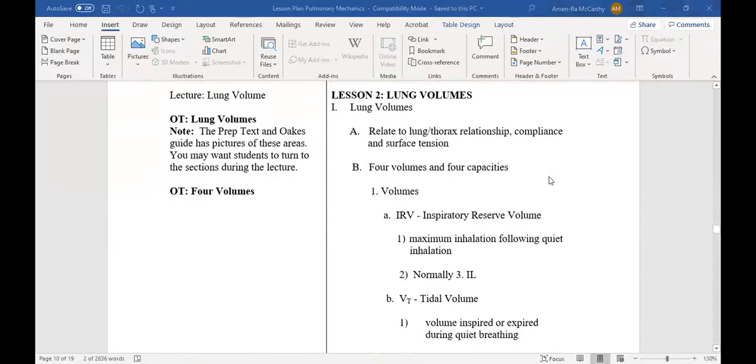Now we'll talk about lung volumes. The lung volumes relate to a lung-thorax relationship, okay? We talked about there are two opposing forces inside of your body as far as your lungs are concerned. You have a thorax that wants to spring out and a lung that wants to collapse, right? It wants to shrink in. And those two opposing forces keep the lungs open at all times, okay?